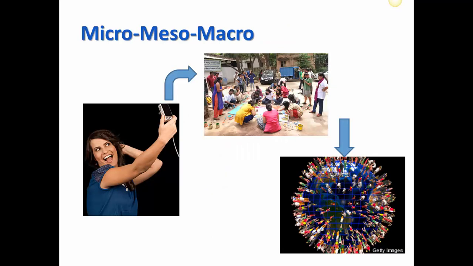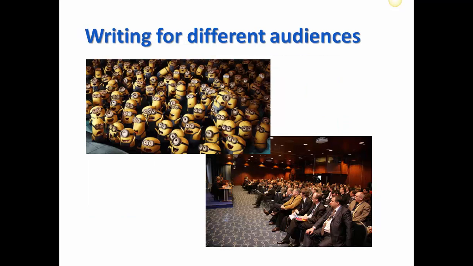Here we have again micro, that's just one person, meso is a community, and macro is global. There will be writing assignments in a variety of contexts for a variety of audiences. That means you will be able to practice writing items that are different in tone and level of formality, such as reflections, essays, and a research paper.